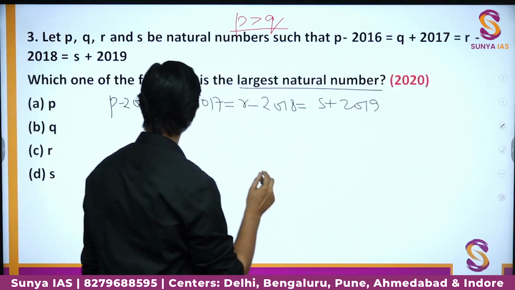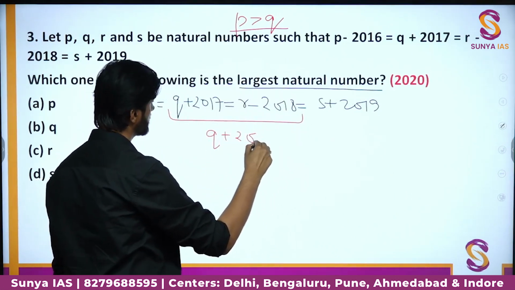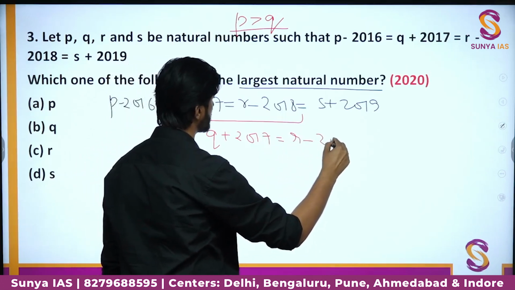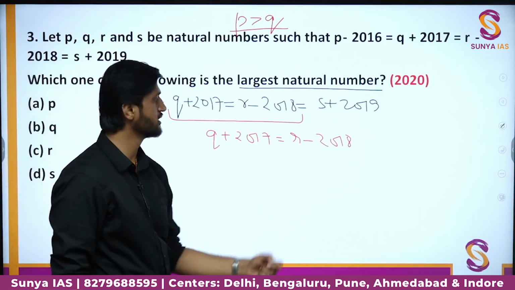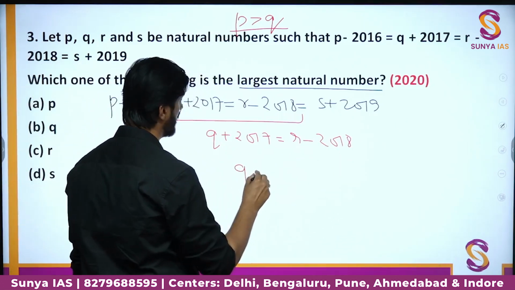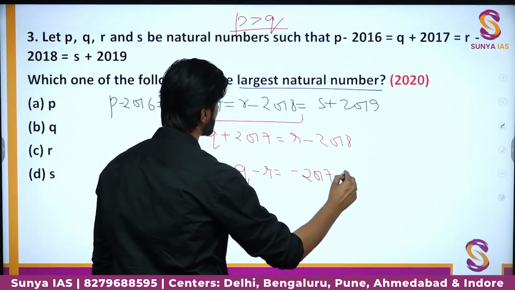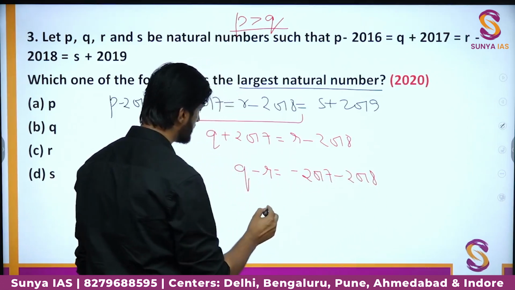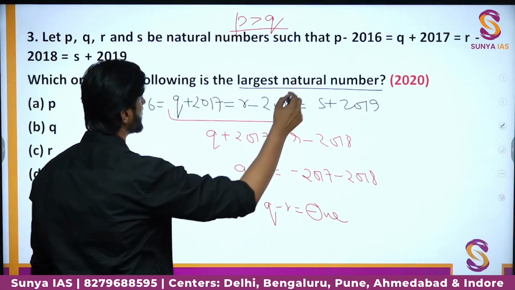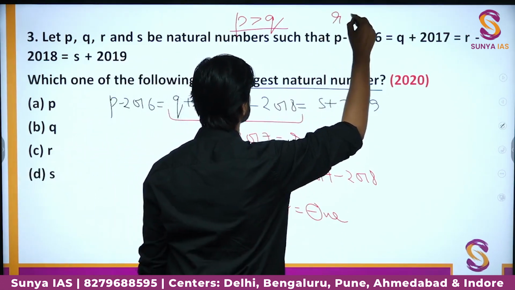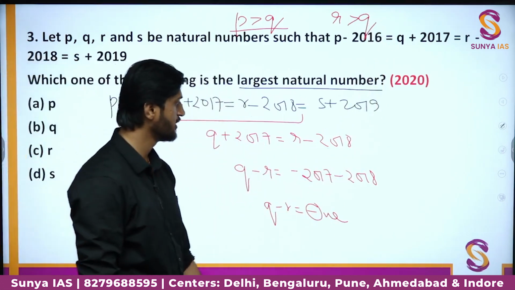In the second part, we will focus on this middle equation. We have Q plus 2017 is equal to R minus 2018. Let us bring R on this side and send this 2017 on the other side. We get Q minus R is equal to minus 2017 minus 2018. So, one can simply say that Q minus R is going to be a negative value, which means nothing but that R is greater than Q, or simply Q is less than R, both are the same thing, right.